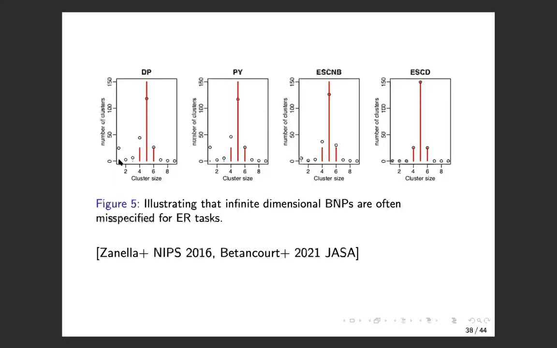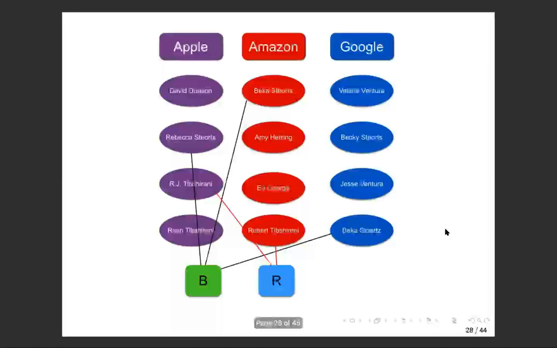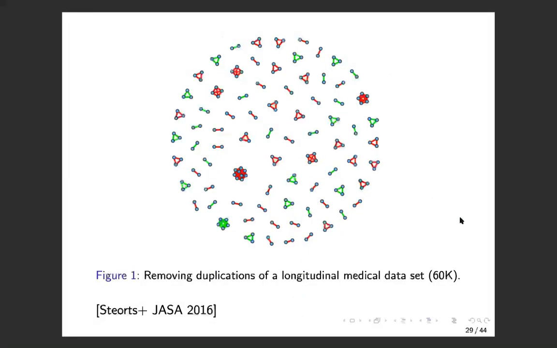We can see here that if I look at a Dirichlet process, it's missing these small clusters. The Pitman-Yor is also missing these small clusters. But if I look at the proposed models that we looked at in Betancourt, Zanella, and Steorts 2021 JASA, we can see that we're able to capture these small clusters. And what we tend to see in record linkage problems is what we see here: a lot of small clusters, or what we call microclusters.